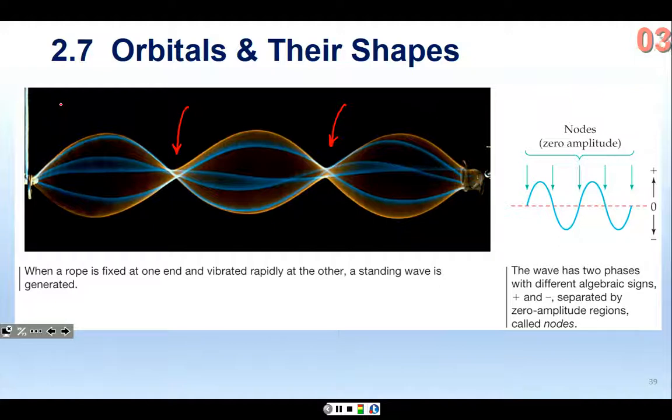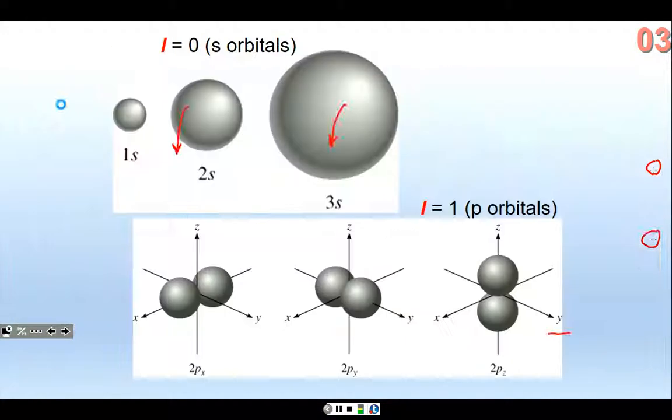And so the wave has positive and negative amplitudes separated by 0 amplitude regions called nodes. So the plus side is above the 0, and the minus side is below the 0, the axis, if you will, of the wave. So the nodes in the s orbitals are analogous exactly to this image of a wave in a rope.